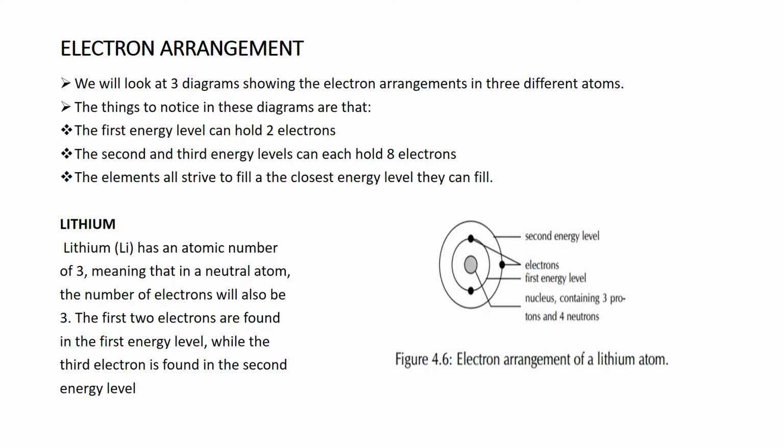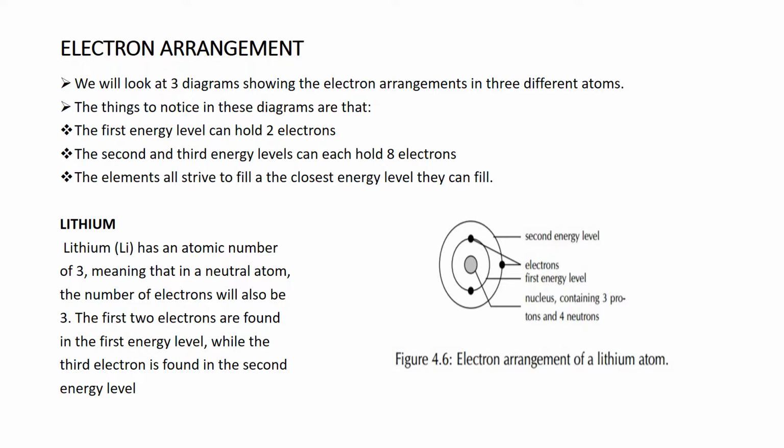Let's start by looking at lithium. Lithium is in group 1 and has an atomic number of 3, meaning that in a neutral atom, the number of electrons will also be 3. The first 2 electrons are found in the first energy level, and the third electron is found in the second energy level. So what happens here is that lithium prefers to fill the first energy level, because for it to fill the second energy level means gaining 7 electrons, because remember I said that the second energy level holds 8 electrons. So for lithium to be able to fill the second energy level, it needs 7 more electrons.